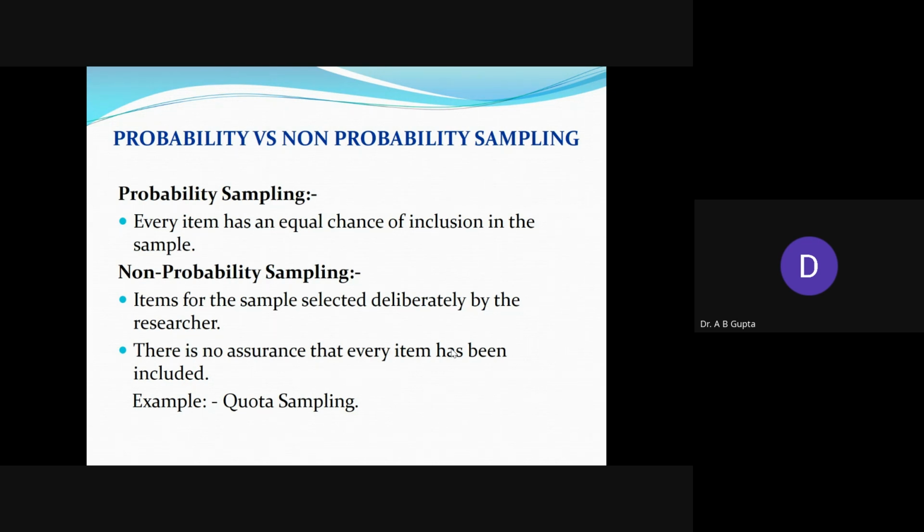So let me compare probability sampling and non-probability sampling. In probability sampling, you have an equal chance. The item to be selected in the sample has an equal chance, an equal probability of inclusion in the sample. Whereas in non-probability sampling, it is not so, because that assurance of equal chance of inclusion is not there in a non-probability sample.